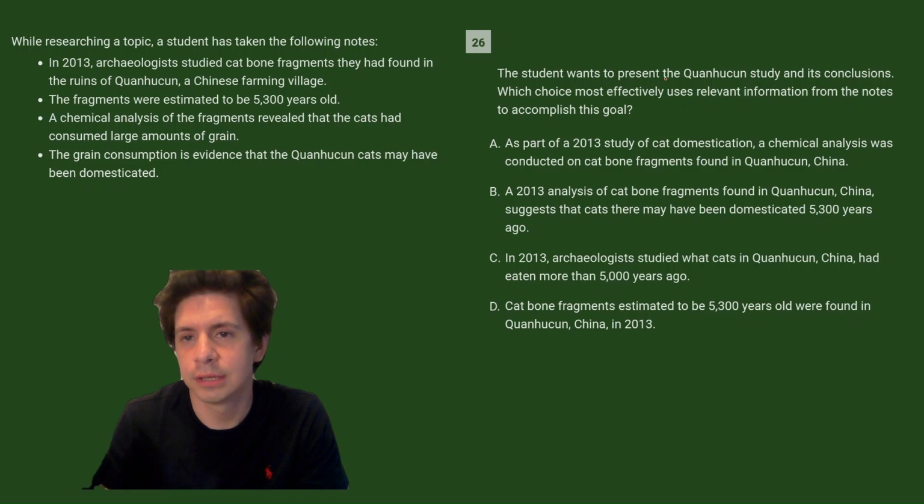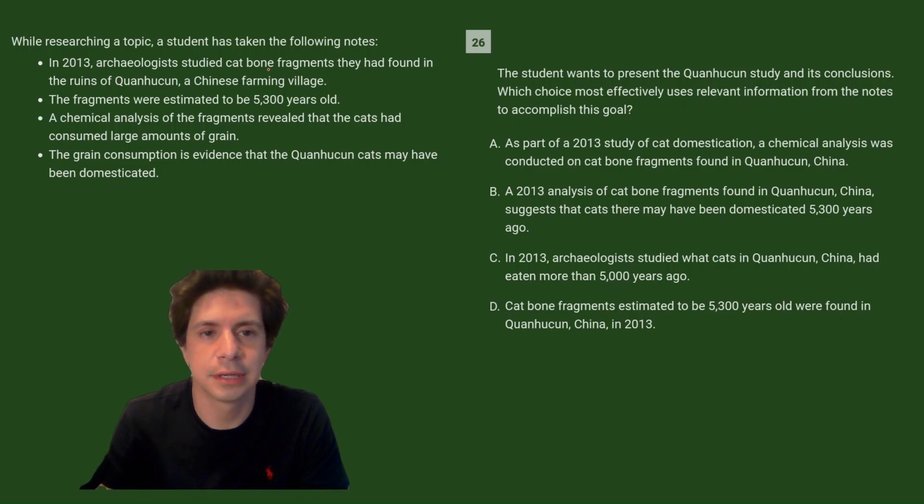The student wants to present the Kwanokukun study and its conclusions. Which choice most effectively uses relevant information from the notes to accomplish this goal? So this is a pretty standard form of the question, okay? So it didn't give us that much. Sometimes they give us more specific details that helps. But let's see, it wants to present the study and its conclusion. So let's see the study.